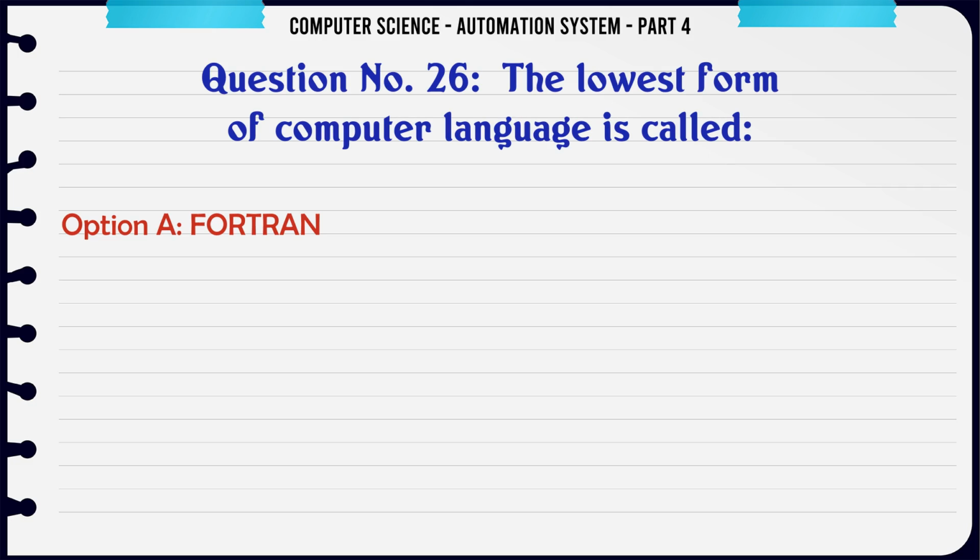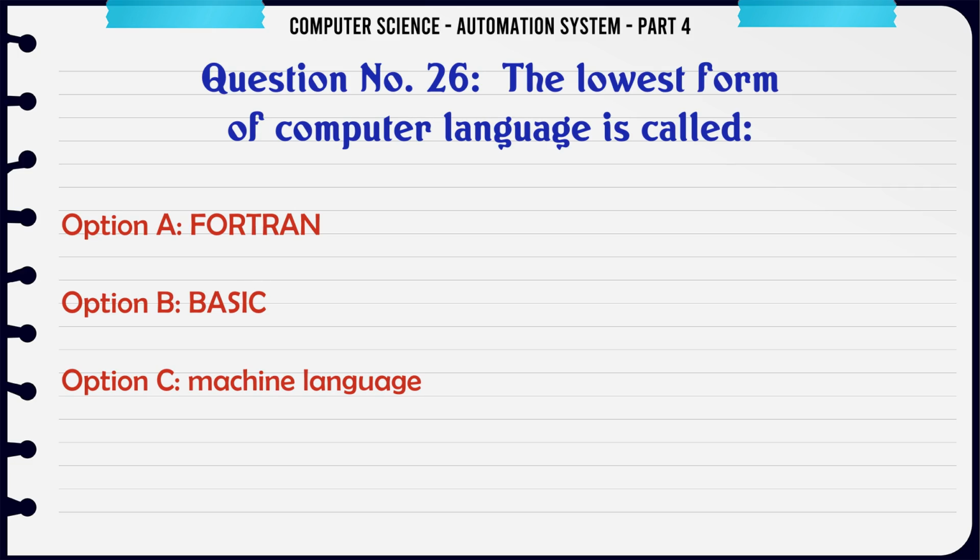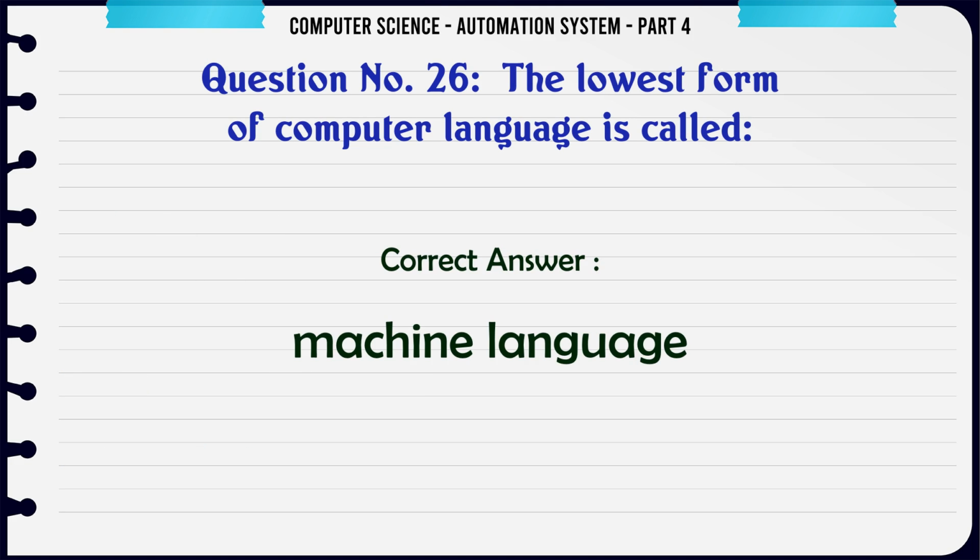The lowest form of computer language is called A. Fortran, B. Basic, C. machine language, D. COBOL. The correct answer is machine language.